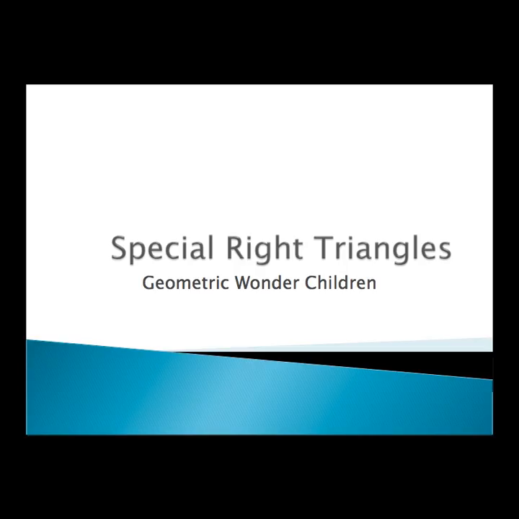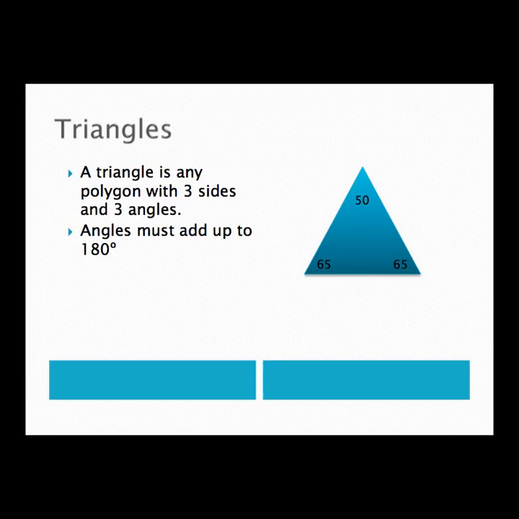Special right triangles is the topic of today's discussion. They are geometric wonder children. First of all, let's start talking about triangles. A triangle is any polygon with 3 sides and 3 angles. Not 4, not 5. You can't even have a shape with 2, so don't even try.